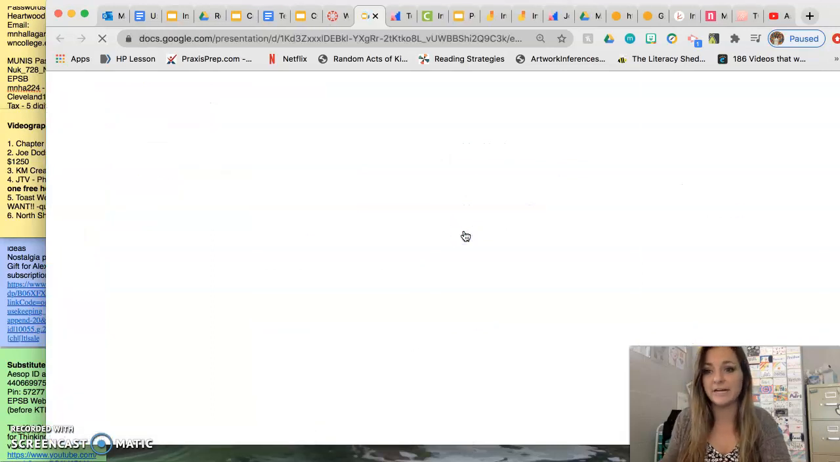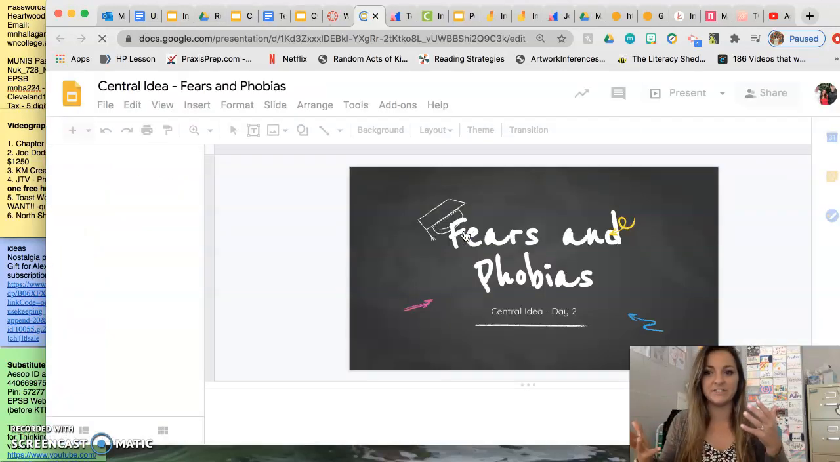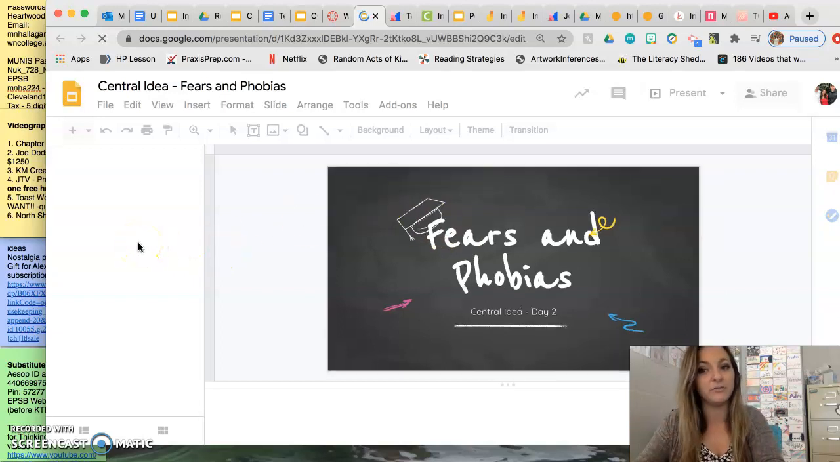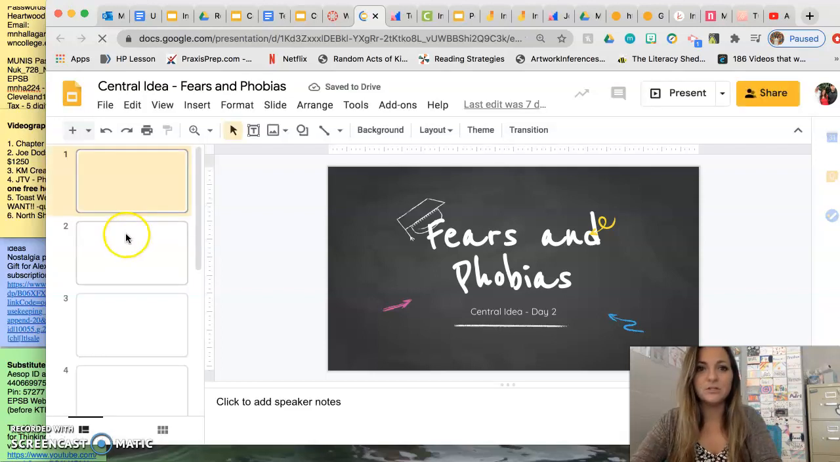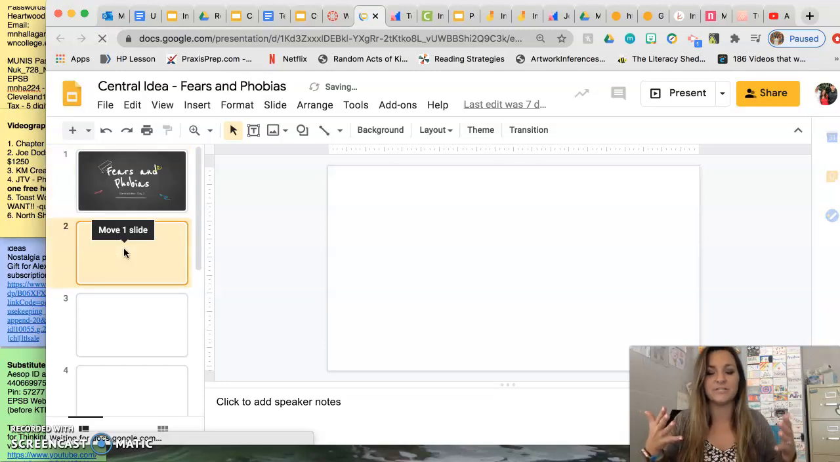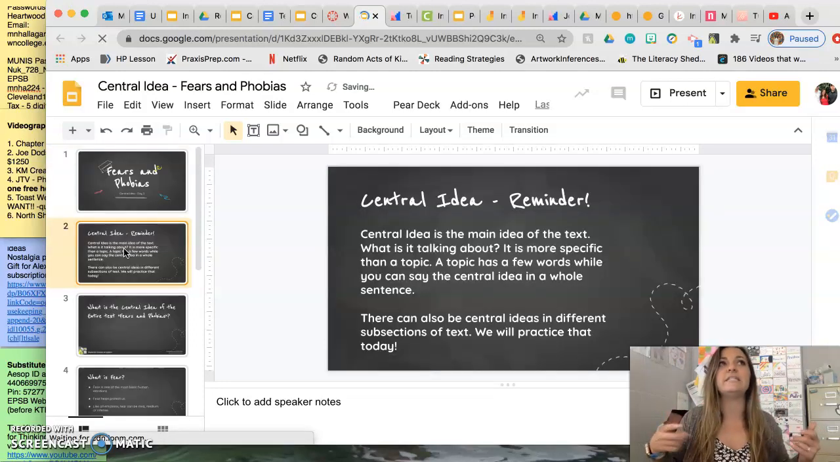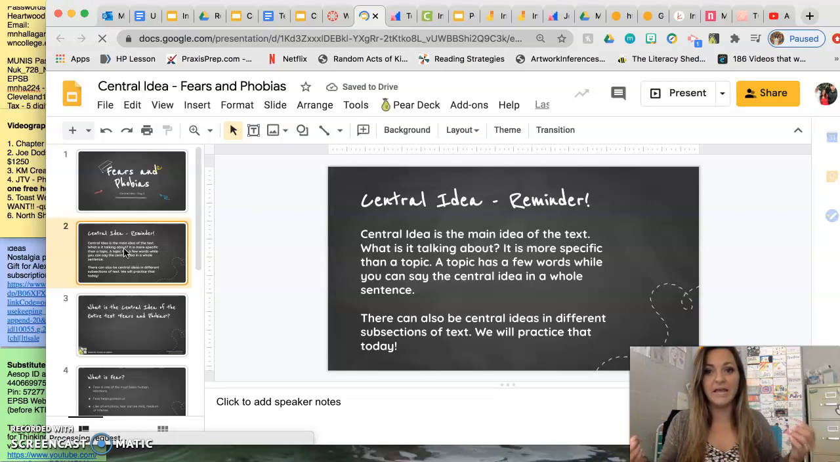So we did a Pear Deck today, so I just want to go over some of these slides with you guys if you missed the Zoom or if you just needed a little bit of a refresher. And so fears and phobias central idea. So what it requires you to do is it wants to really talk about central idea. So central idea is basically the main purpose of what you're reading. And so what the topic is mostly about.